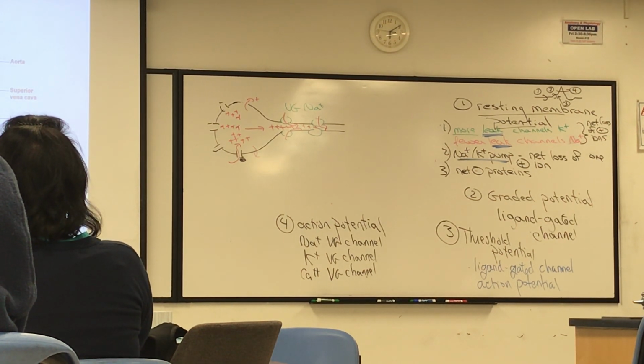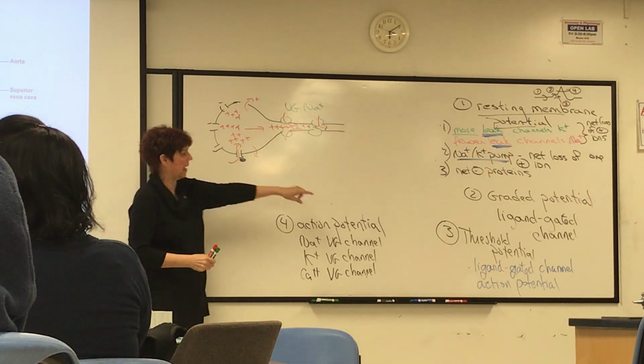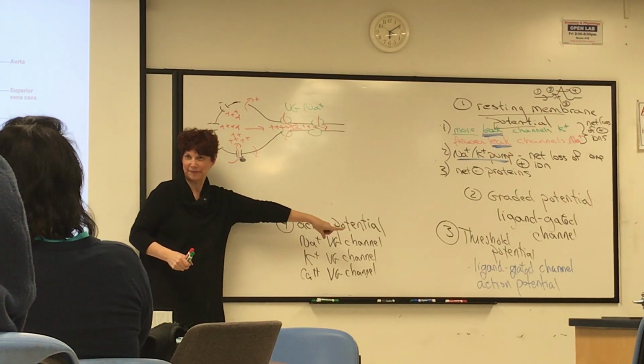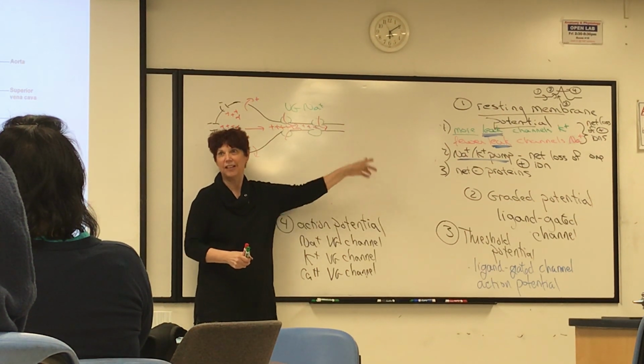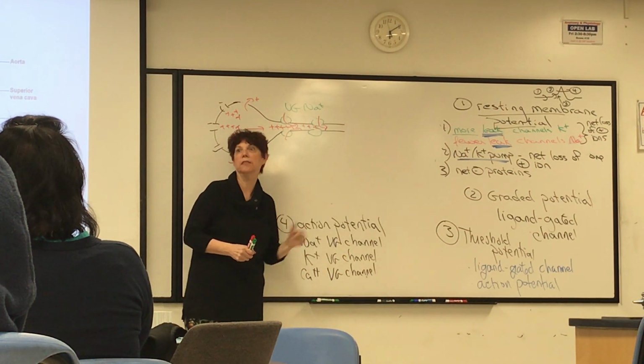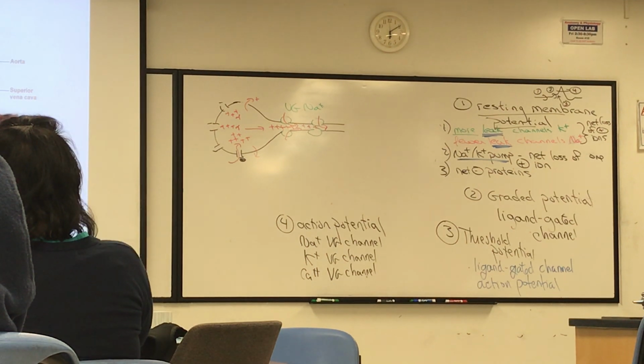So the first voltage-gated channel to open opens because of a graded ligand-gated potential. And then the rest of them are going to open because of the action potential opening the sodium channels prior, just proximal to them. Okay?